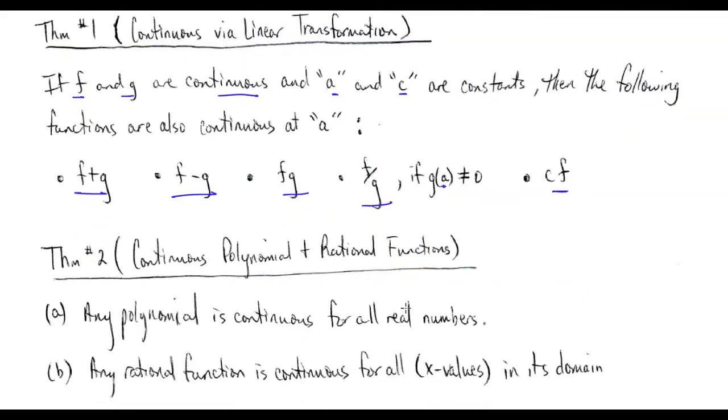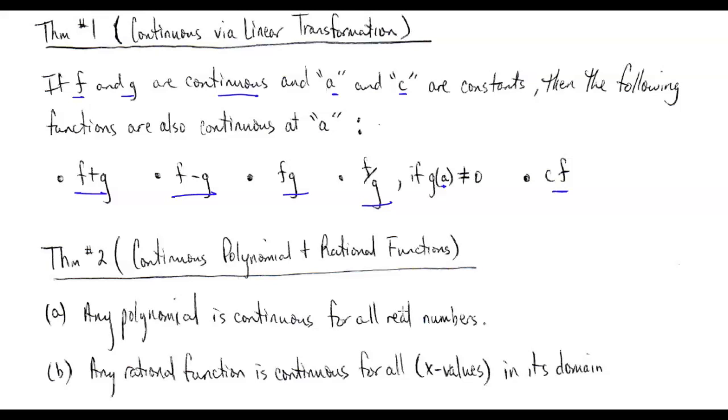Theorem number 2. Any polynomial function is continuous for all real numbers. We know that because for any polynomial function, if we plug in a real number x value, we get a real number y value out. And for any polynomial, all 3 of the criteria that we have for continuity will be satisfied.